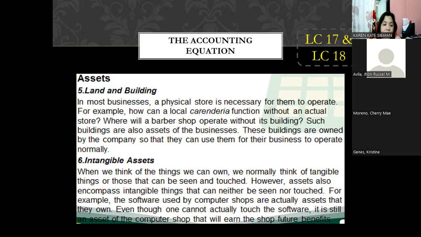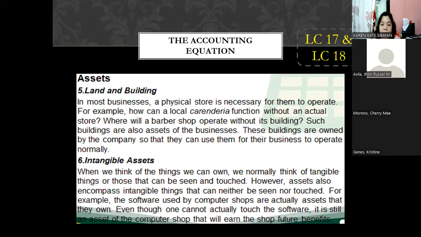Then we also have what you call intangible assets. So pag sinabing intangible, hindi po siya nahahawakang asset. So when we think of things we can own, we normally think of tangible things or nahahawakan, or those that can be seen and touched. However, assets also encompass intangible things that can neither be seen nor touched.